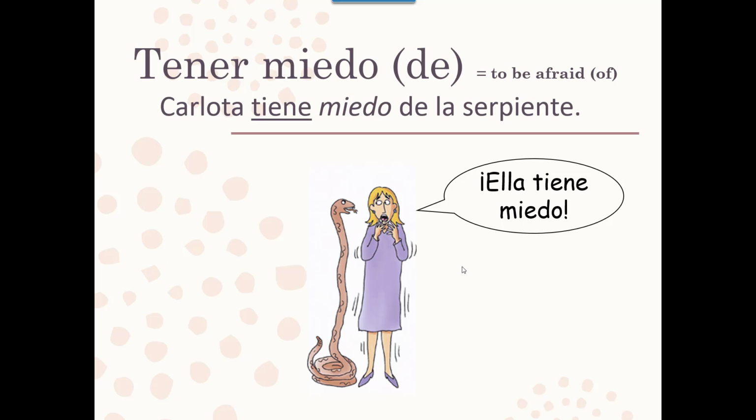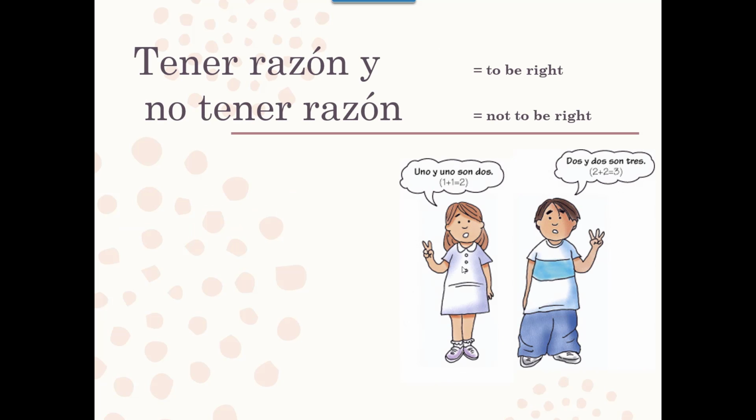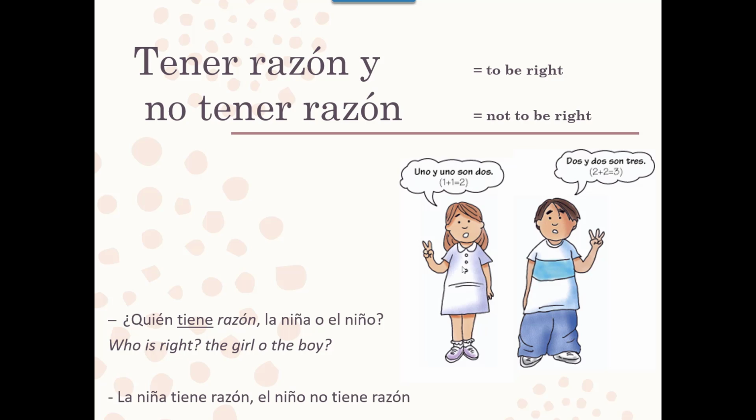Ella tiene miedo. She's scared or she's afraid. Tener miedo is also another expression. Tener cuidado, to be careful. Tener razón is to be right. No tener razón is not to be right. Who is right? La niña tiene razón. She is right. El niño no tiene razón. He's not right.